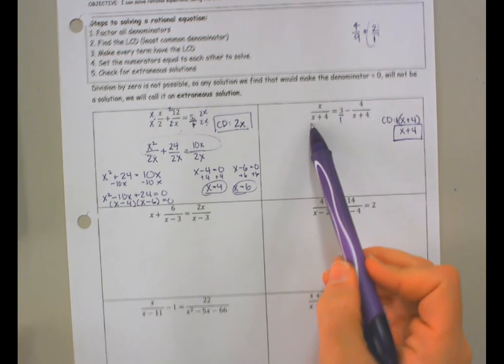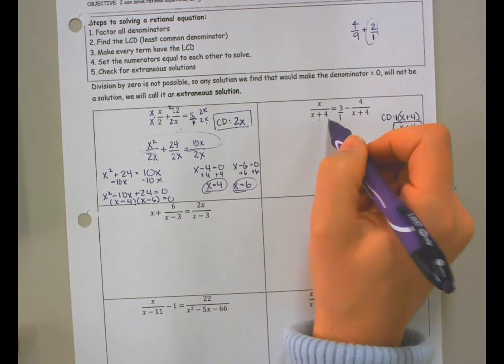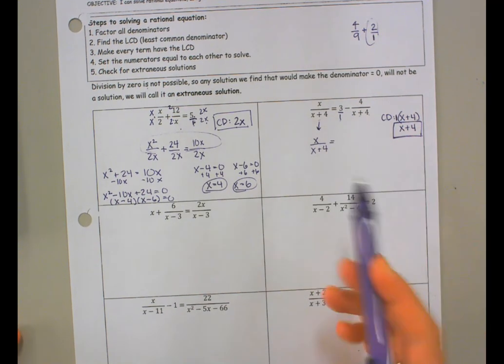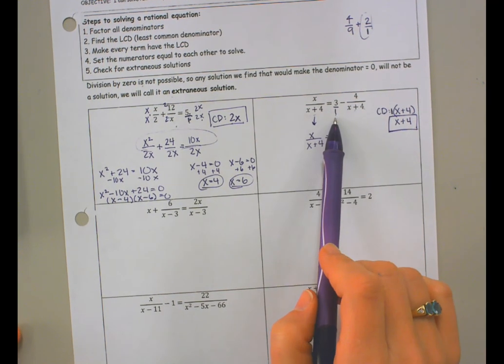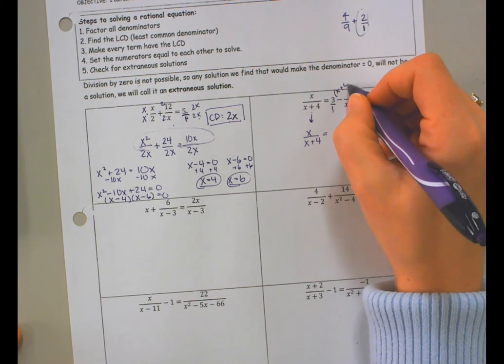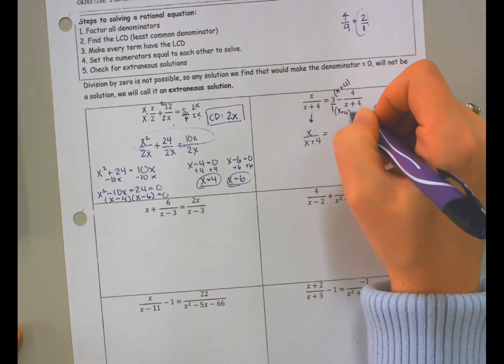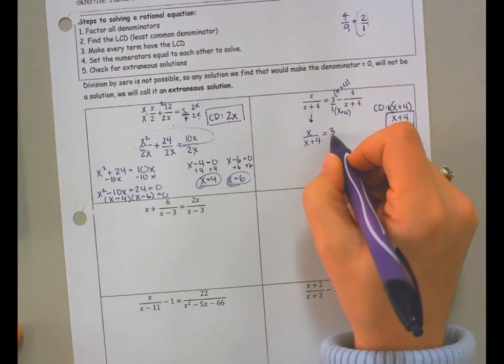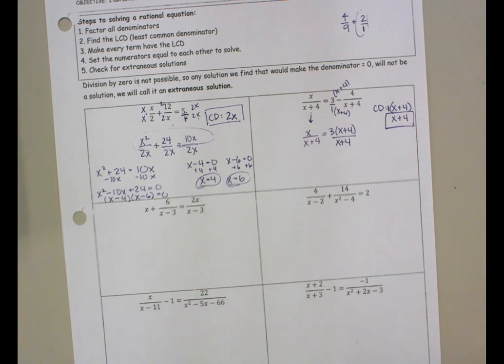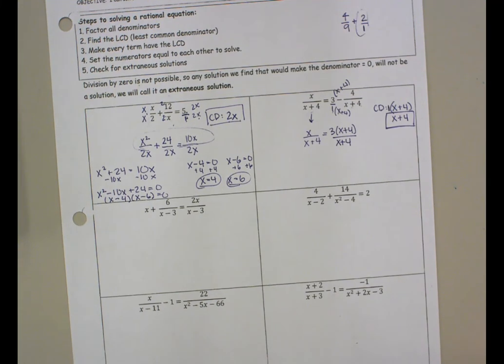So this one already has an x plus 4, so I don't need to change this first fraction. Now my second fraction only had that 1 underneath, so it needs to have the entire x plus 4. So I'm going to multiply the top and the bottom by x plus 4. So I have 3 times x plus 4 over x plus 4, right? Anything you put the 1 underneath is going to need all the different components to the common denominator because it only has a 1 right now.